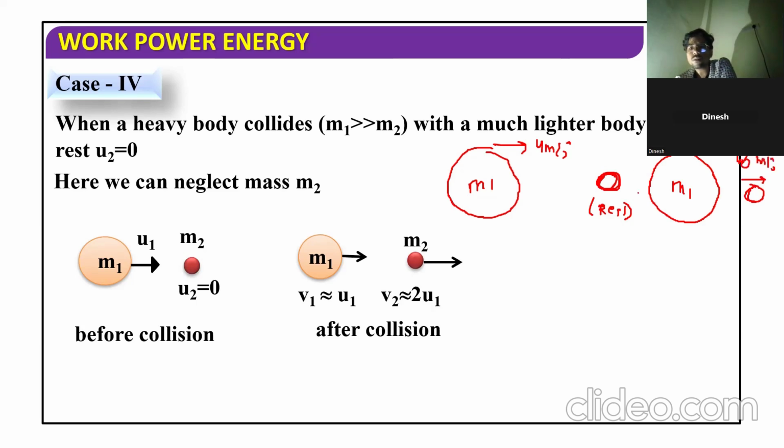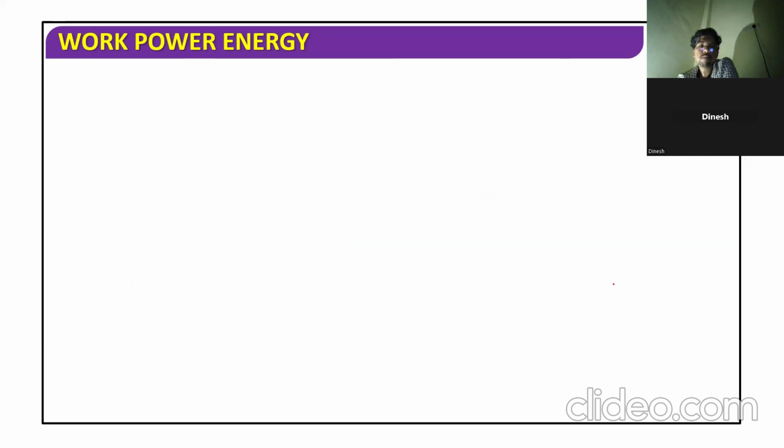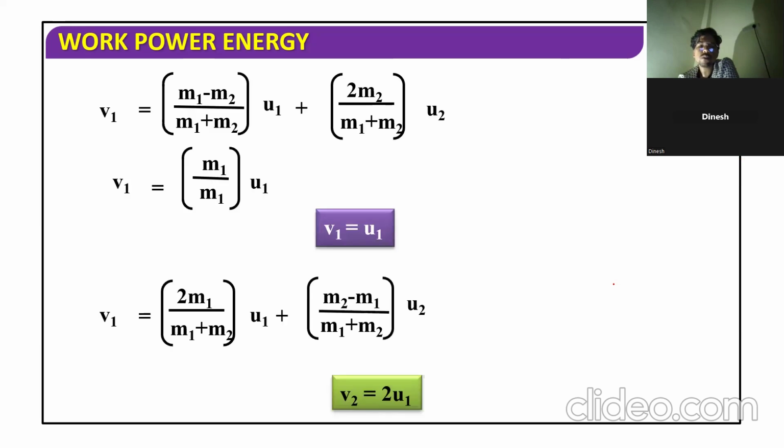That is after collision. Clear? Same thing they have written. You can check: V2 is twice of U1.